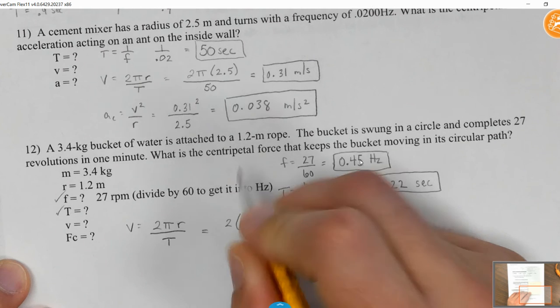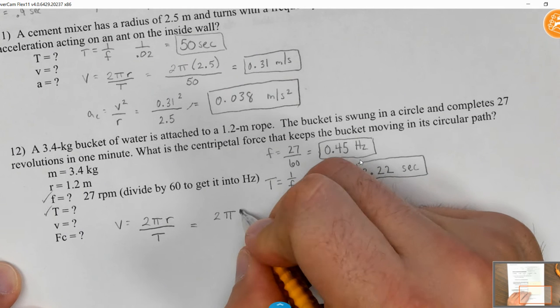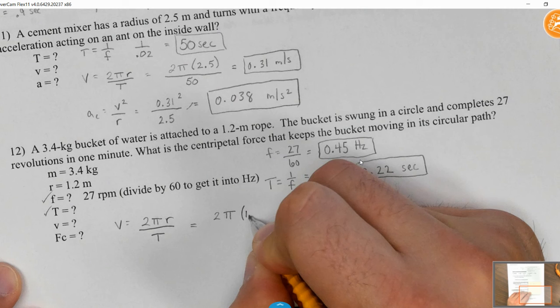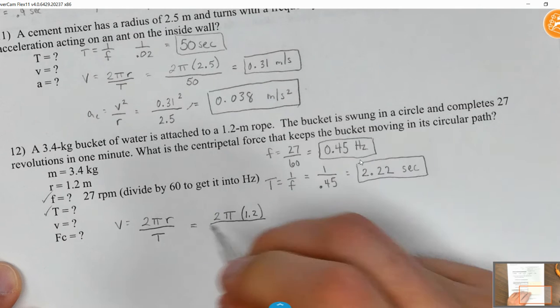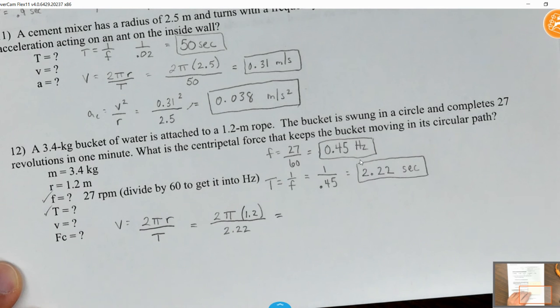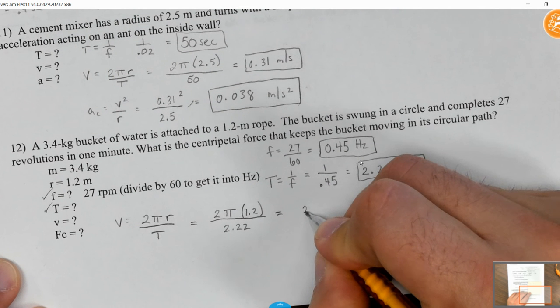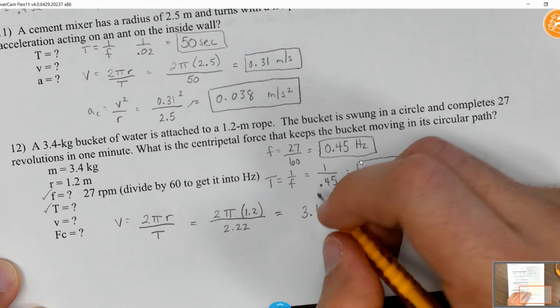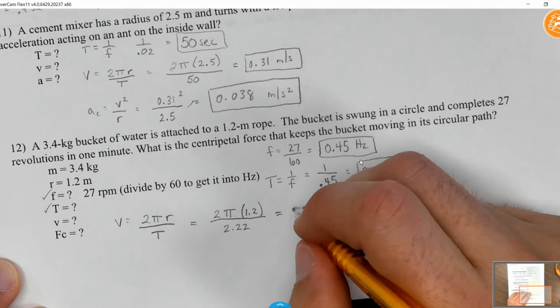2 pi times 1.2 over the period, which was this 2.2 seconds. Okay, I get 3.396, so I'm going to call that one 3.4. And that would be in meters per second.